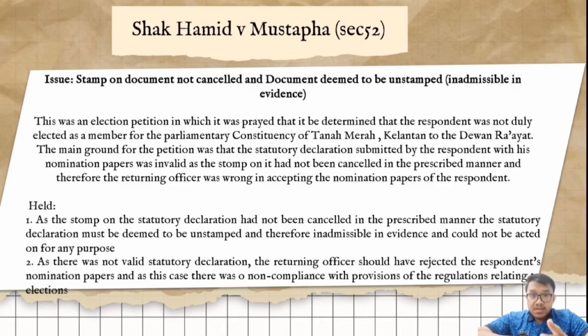In this case, the court held that as the stamp on the statutory declaration had not been cancelled in the prescribed manner, the statutory declaration must be deemed to be unstamped and therefore inadmissible in evidence and could not be acted on for any purpose. As there was no valid statutory declaration, the returning officer should have rejected the respondent's nomination paper, and this case was a non-compliance with the provisions of the regulations relating to the election.